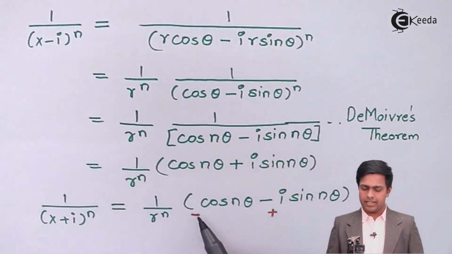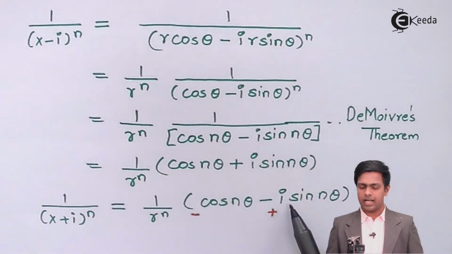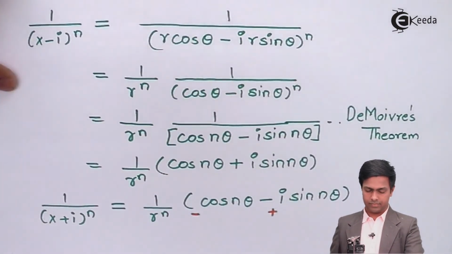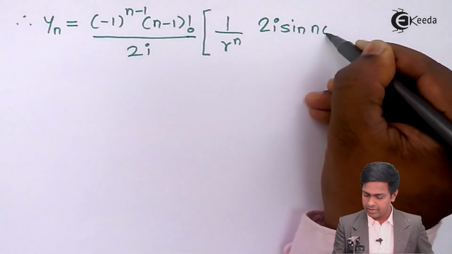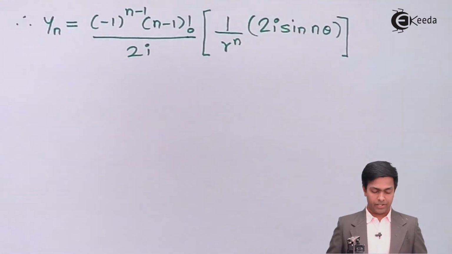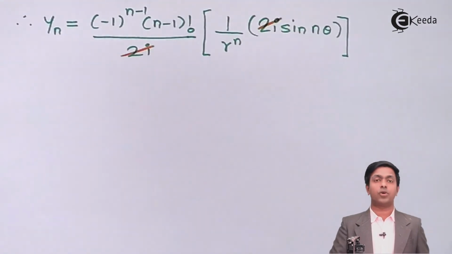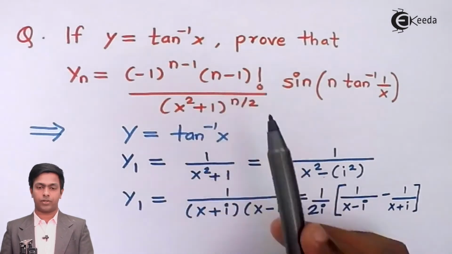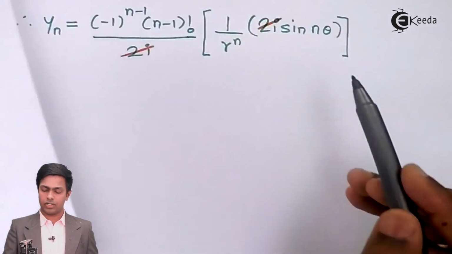Then, since this is negative cos n theta and this is positive cos n theta, they will cancel. And minus i sin n theta and plus i sin n theta will become 2i sin n theta. So this is what we get after the subtraction. Now we can cancel 2i with 2i, and now we'll observe the question. In the question we want minus 1 raised to n minus 1 factorial that we got here. We want sine of n into tan inverse 1 by x. We got sine of n into theta.